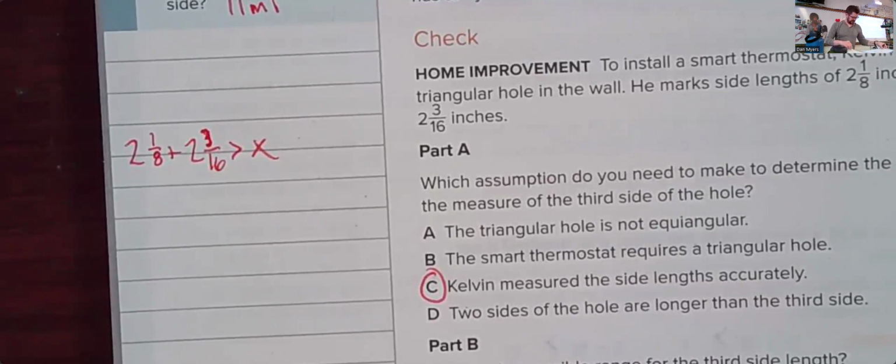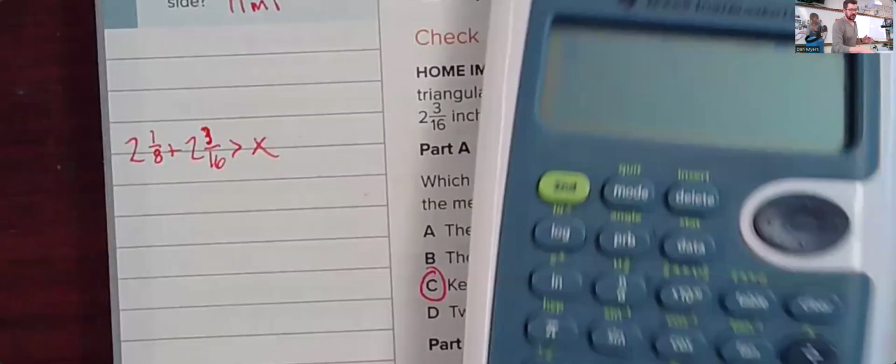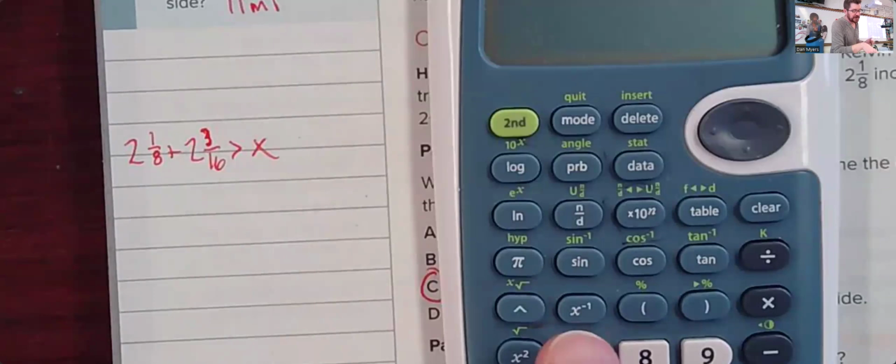4 5/16 is what my brain is telling me, but sometimes it's wrong. Yeah, 4 5/16. By the way, you're welcome to do this on the calculator as well. There are a few different ways you can type this in.